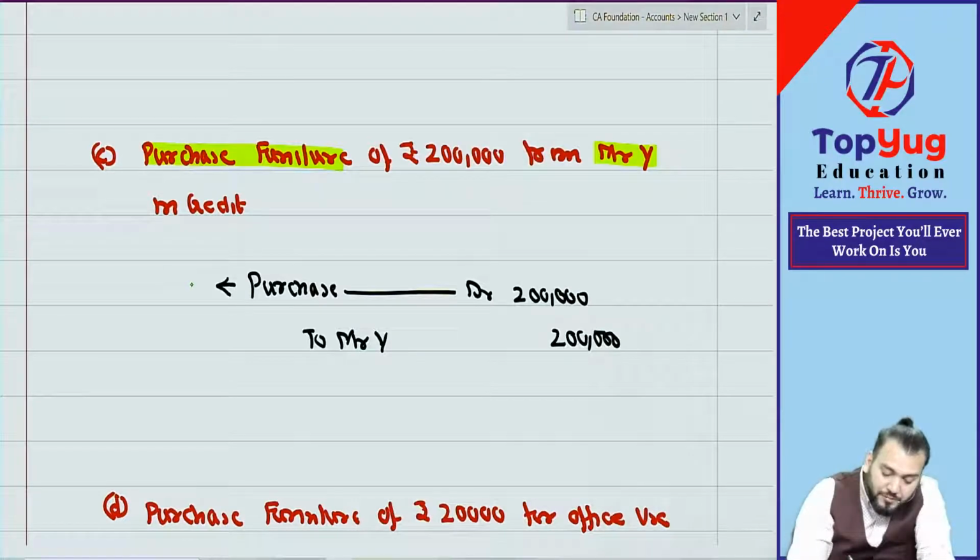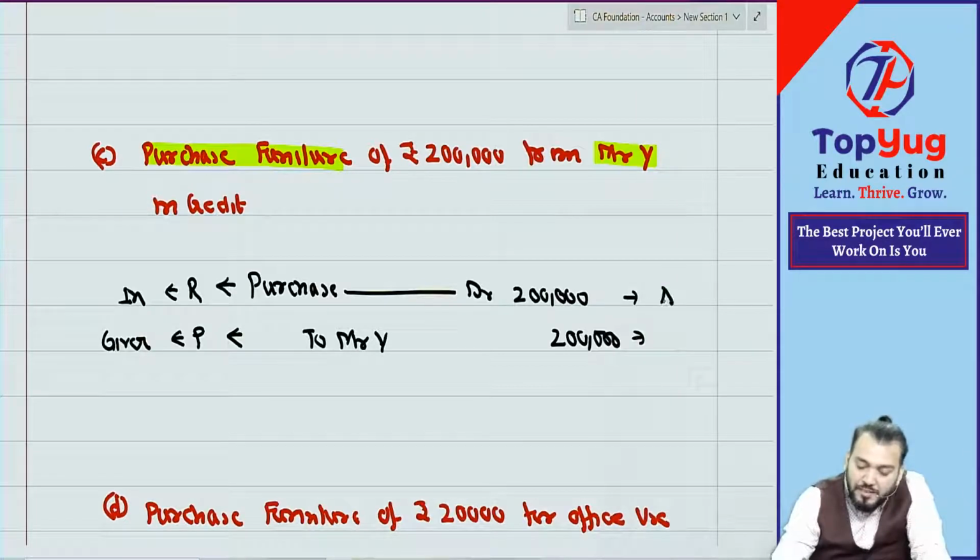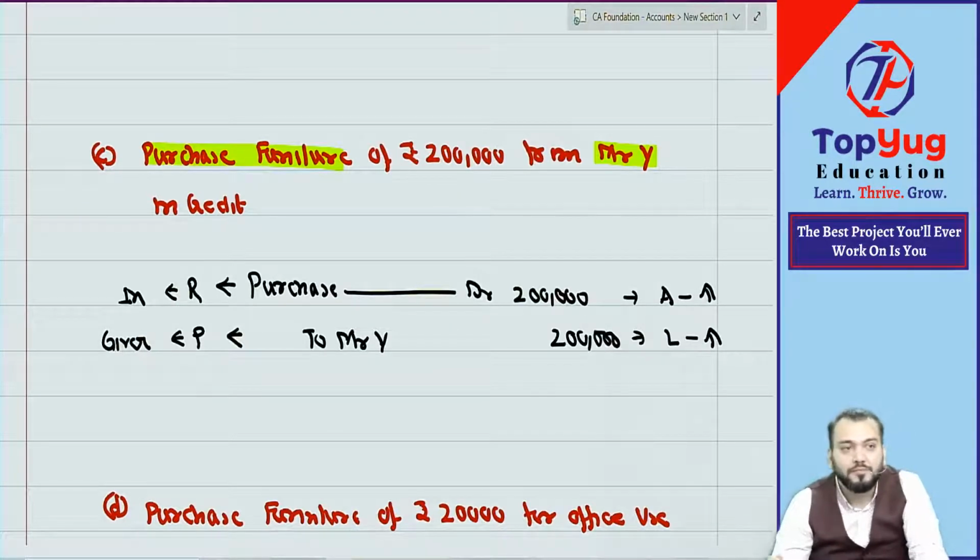Now in this way, for modern rules, what have you done? Purchase is what? Real. Debit what comes in. Mr. Y is what? Personal account. Debit the receiver, credit the giver. Very good. Credit the giver. So here Mr. Y is giving what? Furniture. Now for modern rules, purchase is what? Asset, an increase in asset. Mr. Y is what? Liability. Very good. An increase in liability will be created. Done.